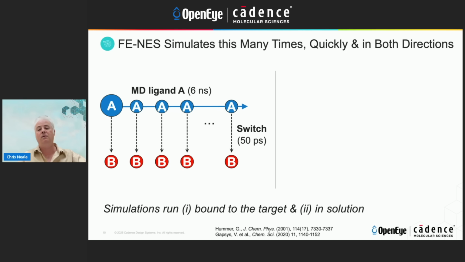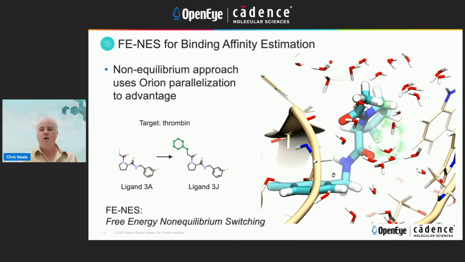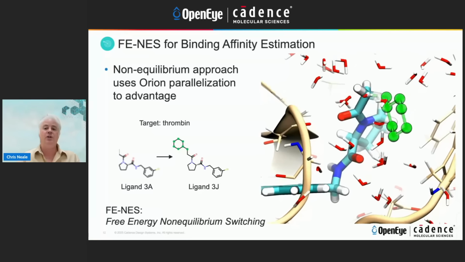We run them in the target bound state and in solution, and then we run the converse standard simulation of molecule B, and then we drive rapid transitions from molecule B to molecule A. And again, we stitch that information together to get an estimate of which of these molecules binds more strongly and quantitatively by how much.